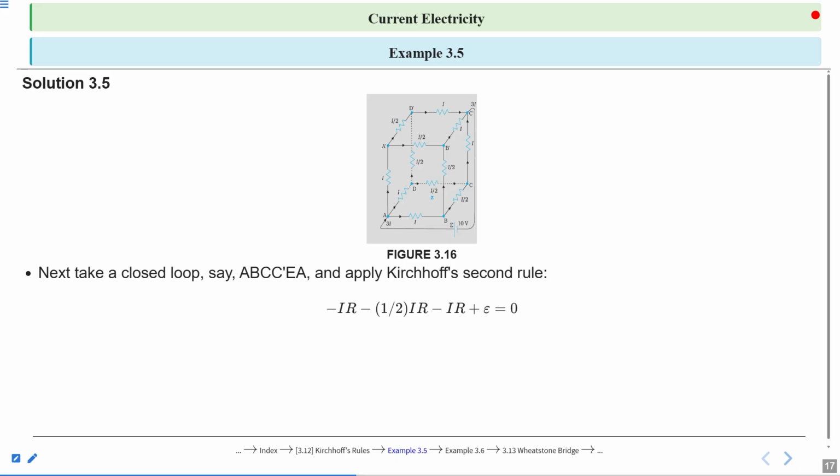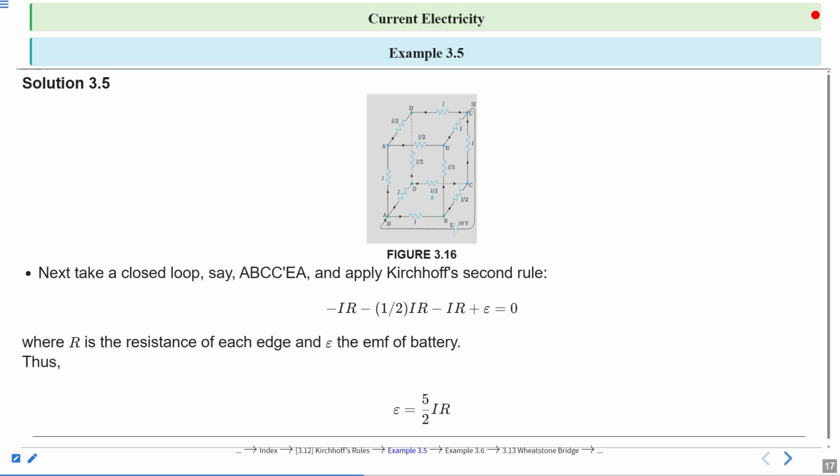So this equation becomes minus IR minus 1 by 2 IR minus IR plus epsilon, that is the EMF of the battery, equal to 0. This is according to the closed loop, where R is the resistance of each edge and epsilon is the EMF of the battery. So epsilon is equal to 5 by 2 IR. After solving this, we come to the conclusion that the EMF of the battery is equal to 5 by 2 IR.